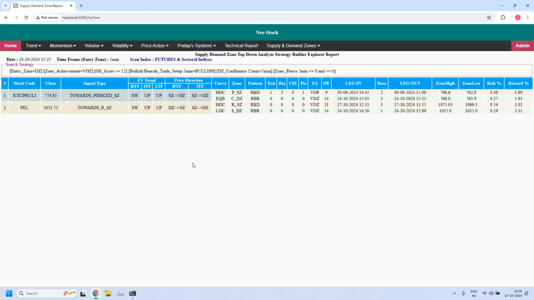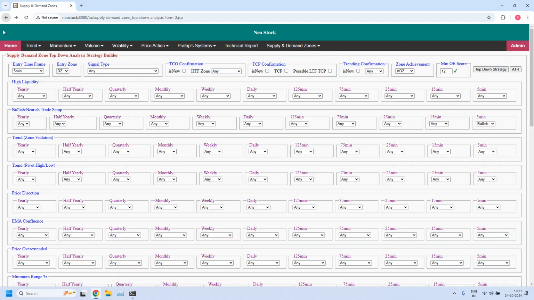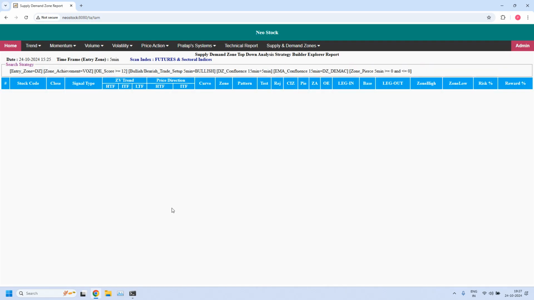Because the 5 minute zone is part of the 15 minute zone, if any of these 15 minute zones have daily EMA confluence, they could be even higher probability. But finding EMA confluence at the 15 minute level is not easy. Anyway, let's verify. In the EMA confluence, 15 minute time frame, 15 minute demand zone with daily EMA confluence filter. We did not get any stocks, no issues.